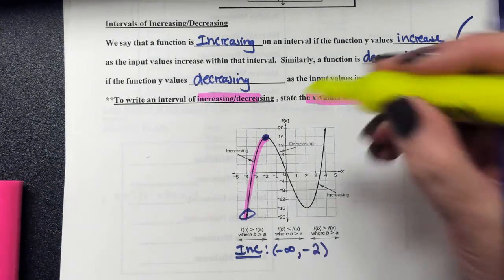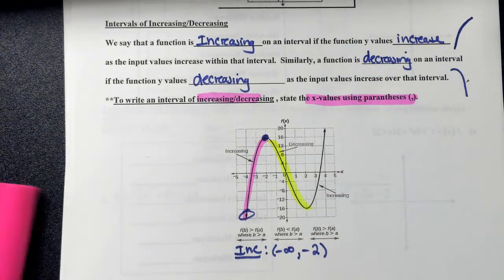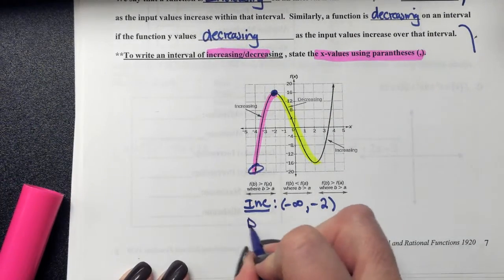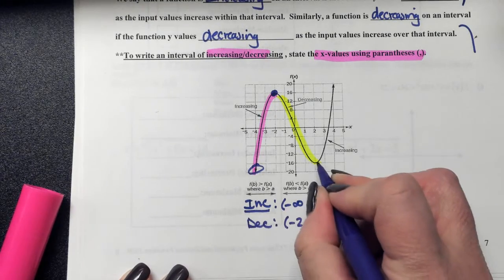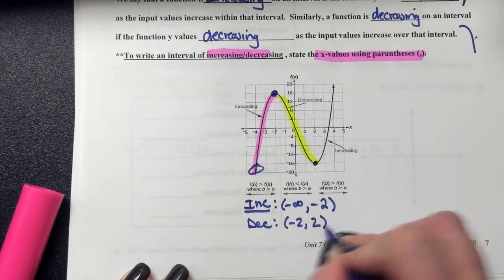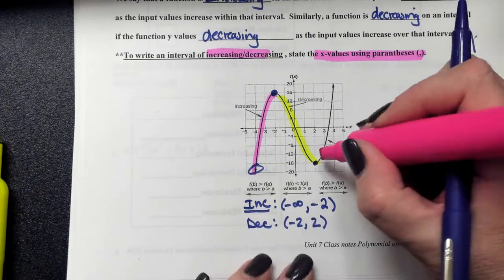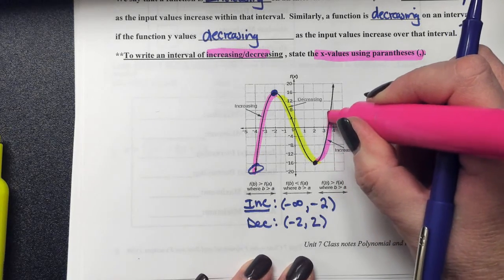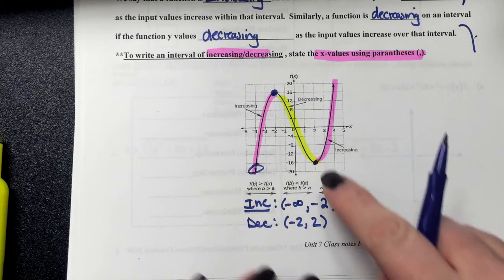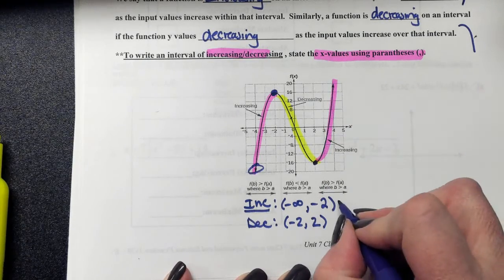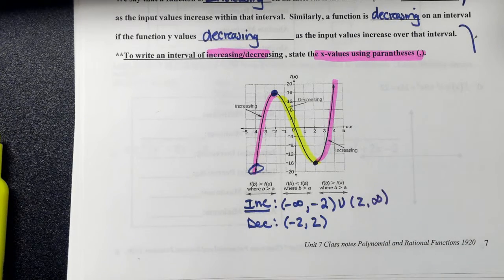Then notice, once I go through this turning point, my pencil starts going down. So I say that that particular interval is decreasing. So it's decreasing from -2 to +2. Then notice, after I pass through this particular turning point, my graph starts to go back up. My pencil, as I trace it, goes up. So then I'm going to say that this interval is also increasing from 2 to infinity.